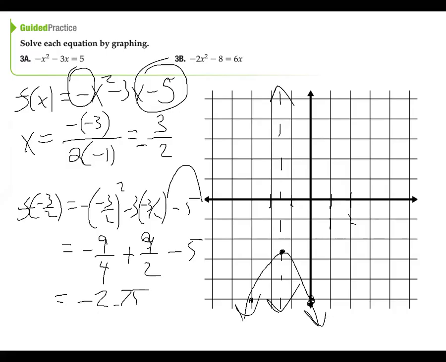Okay, but once you get the vertex, if you know if the parabola opens upward or downward, you can determine if it's going to cross the x-axis or not. Since the vertex is below the x-axis and the leading coefficient is negative, I know the parabola opens downward, and therefore it's not going to cross the x-axis. So my answer is a 0 with a slash through it, no solution.